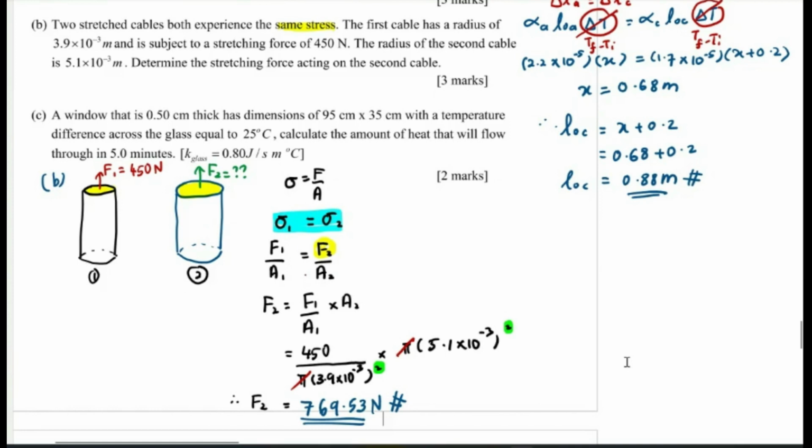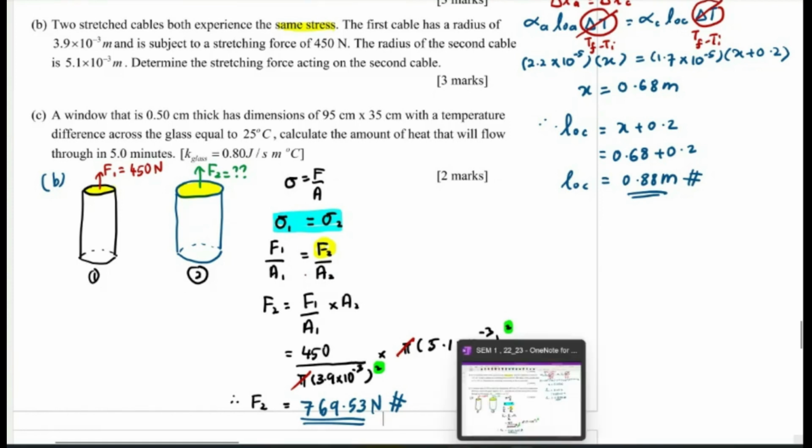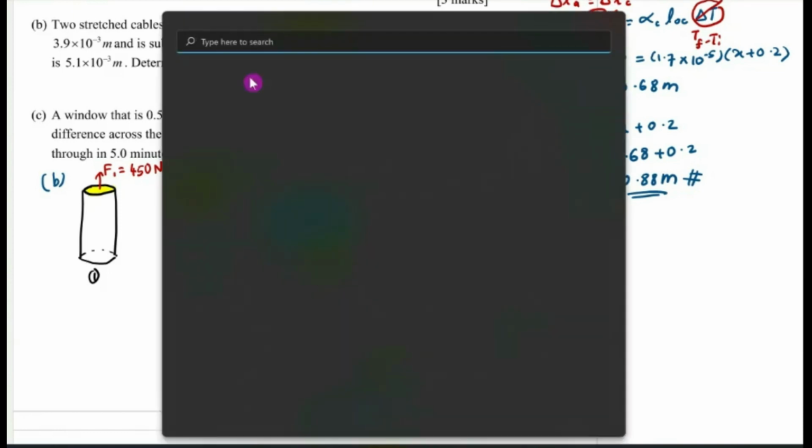Okay, remember. Boleh? Boleh, medium. Okay, next.